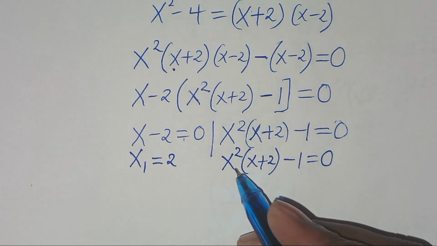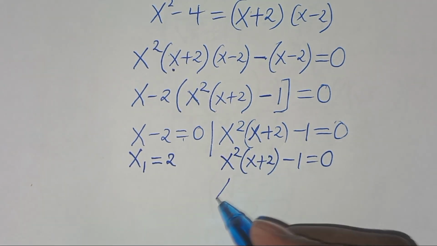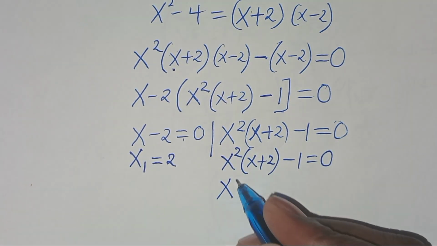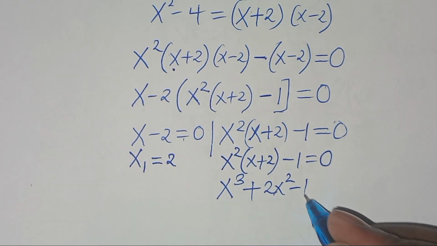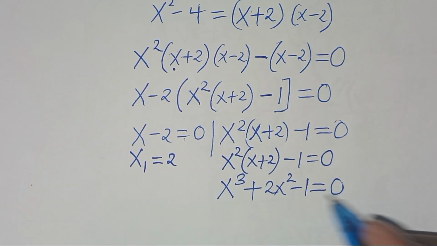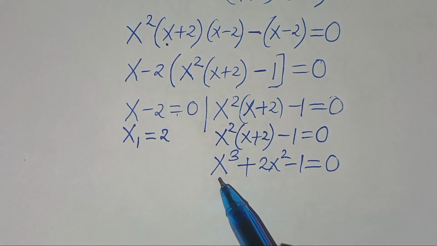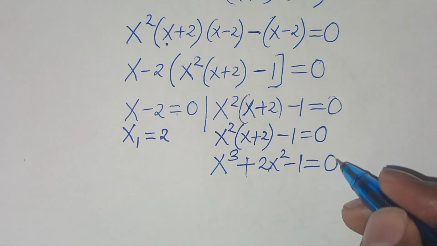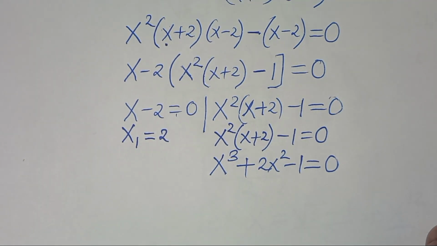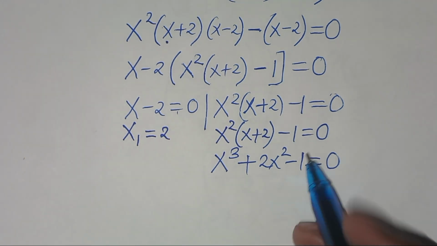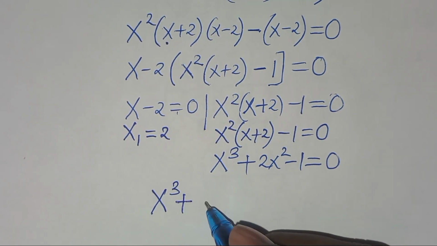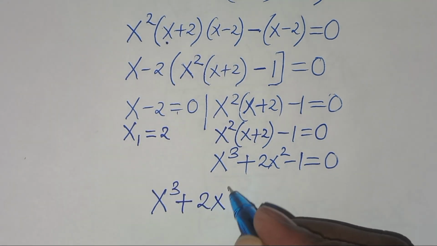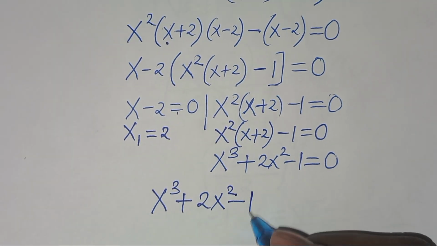Now, let's expand here. So we'll have x^2 times x, this is x^3, plus 2x^2 minus 1, this is equal to 0. Now, this is a cubic polynomial function. So from here, we can express this as x^3 + 2x^2 - 1.